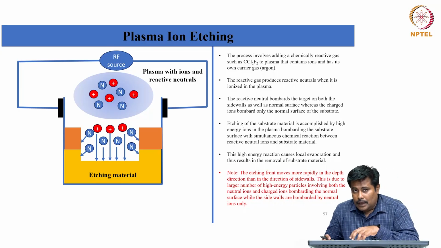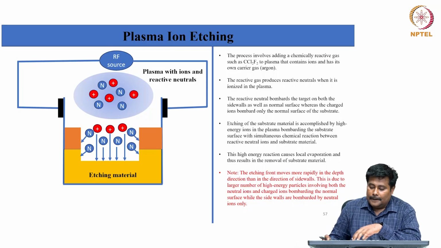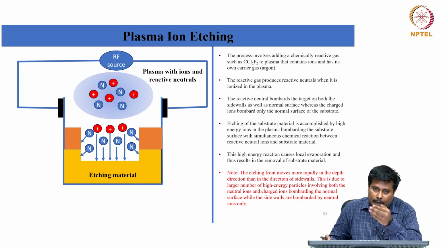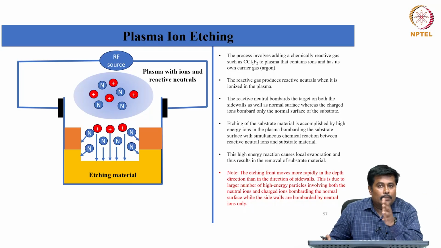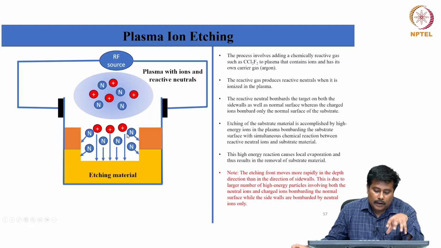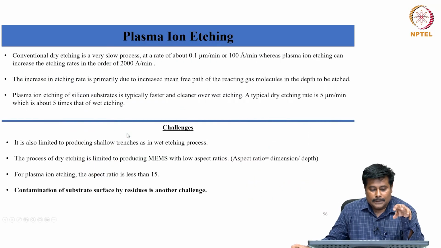So, one of the key points which you may need to consider here is that the etching front moves more rapidly in the depth direction than in the direction of the side walls. This is due to a large number of high energy particles, both the neutral ions and the charged ions, bombarding the normal surface, while the side walls are bombarded by the neutral ions only. So, this is the overall characteristics of plasma ion etching.